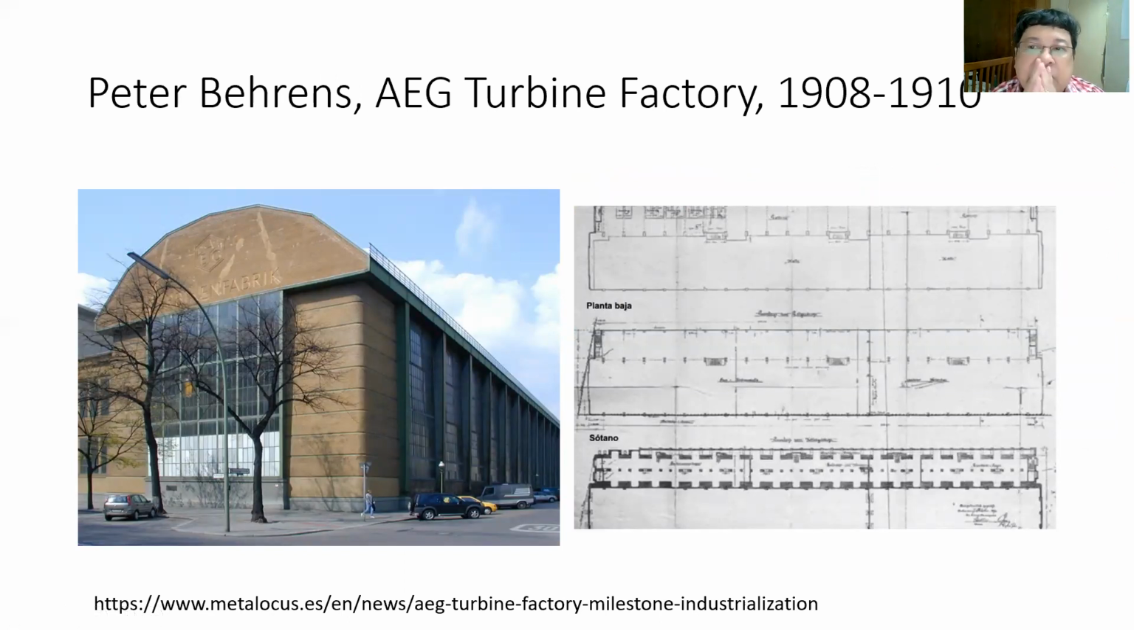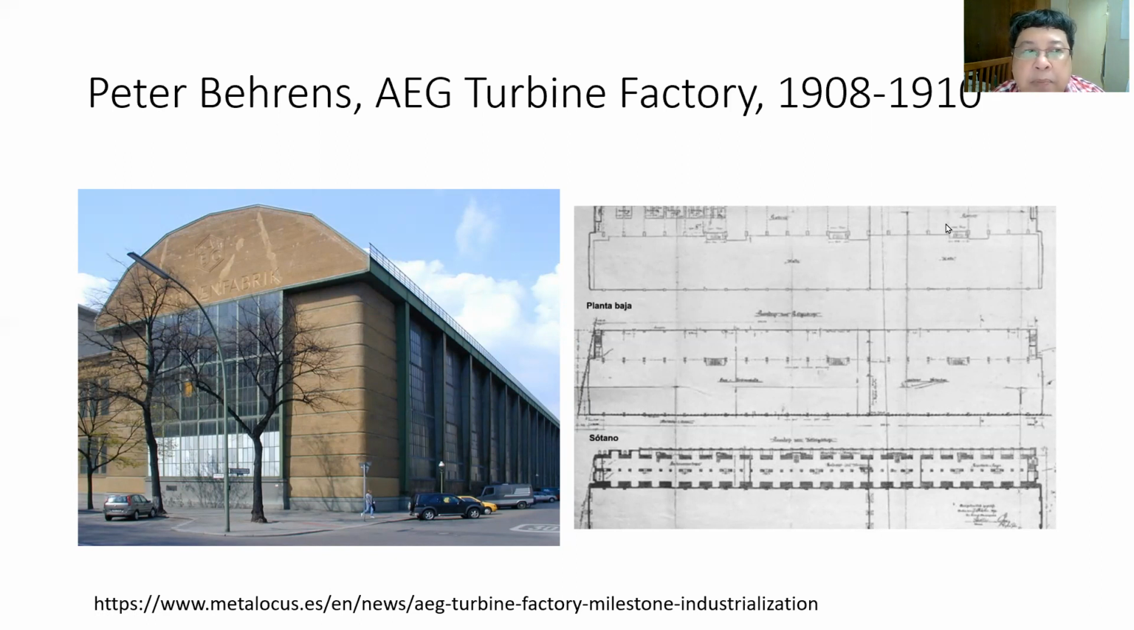Someone called Peter Behrens, in 1908 to 1910, designed and built this factory, the AEG turbine factory. This is at a time when a factory is a new thing because of the Industrial Revolution, and much of Europe is having to deal with a new type of building called a factory. They don't know how to dress it up because previously there was no example of what a factory should be, how it should look.